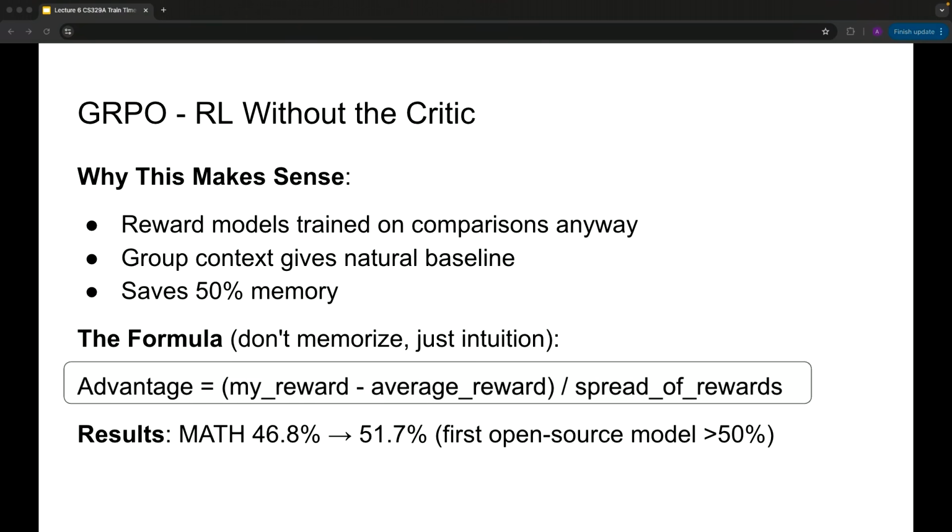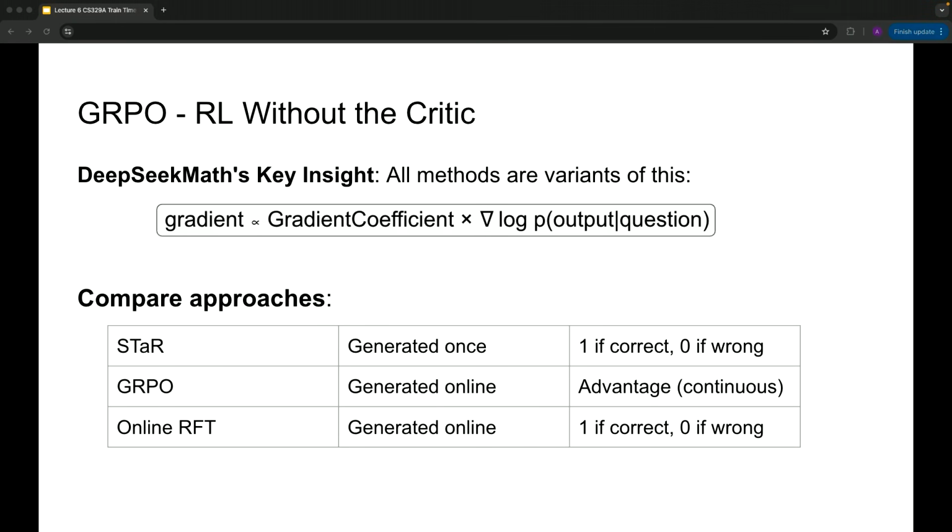And on math, they were able to go from 46.8 to 51.7, and this was actually the first open source model at 7B scale that crossed 50% without having a critic. This is a much earlier paper, but it gives you a sense of the technique that they used. And further, what they showed was that if you look at different variants of RL, effectively what you are changing is either the data source, so I showed you how they curated their data, and then you're deciding how to compute the gradients. The gradient depends on the gradient coefficient and the probability of the output given the question. So the gradient coefficient computation changes in different algorithms.